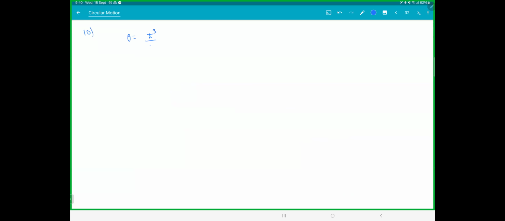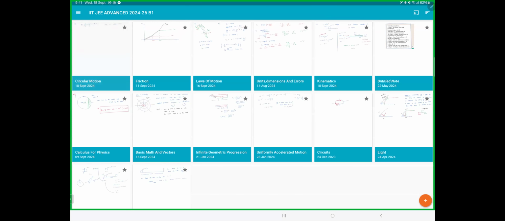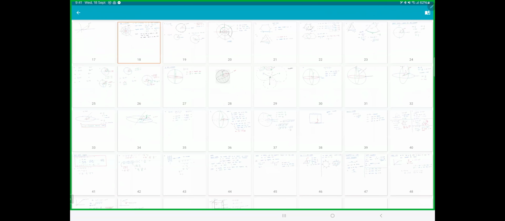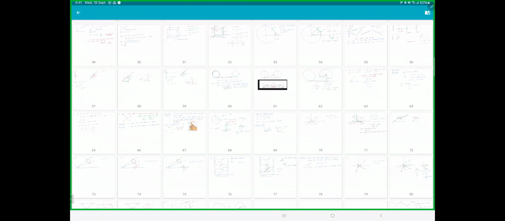Theta is t cubed by 3 minus 5t square by 2 plus 6t plus 1. Find the angular acceleration when omega is 0. Straightforward, people. These all are calculus problems, differentiation and integration based. And in case you're confused, that is because you're not revising the stuff properly.